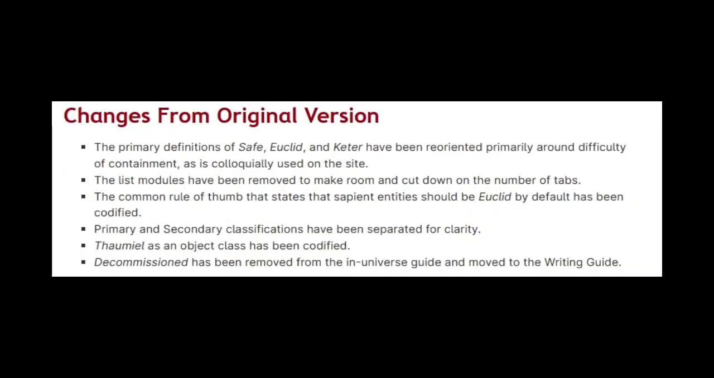Changes from original version. The primary definitions of Safe, Euclid, and Keter have been reorientated primarily around difficulty of containment, as is colloquially used on the site. The list modules have been removed to make room and cut down on the number of tabs. The common rule of thumb that states that sapient entities should be Euclid by default has been codified. Primary and secondary classifications have been separated for clarity. Thaumiel as an object class has been codified. Decommissioned has been removed from the in-universe guide and moved to the writing guide.